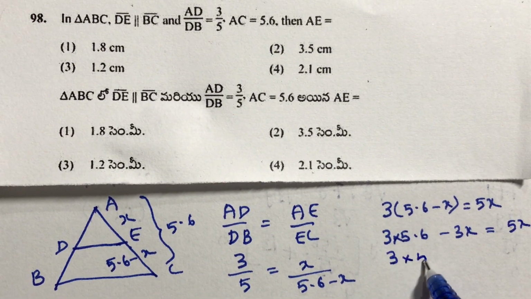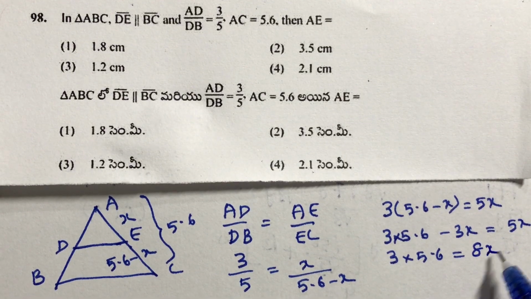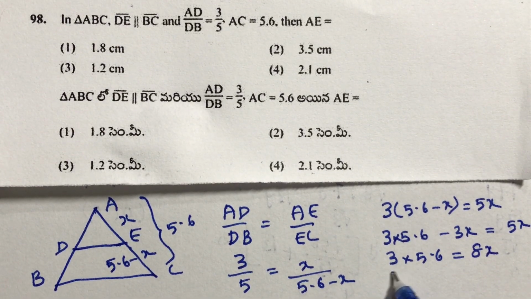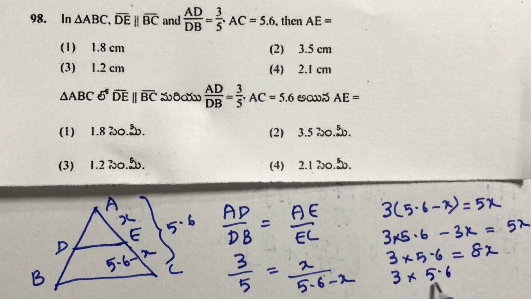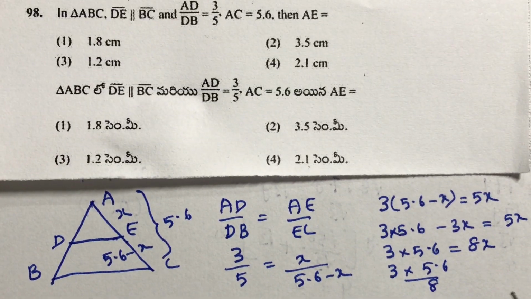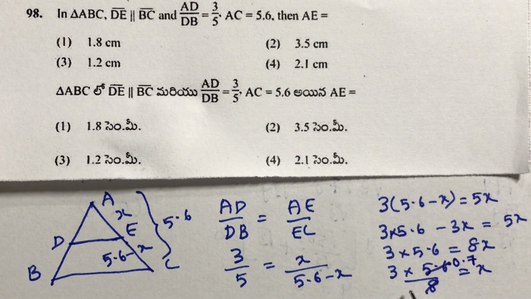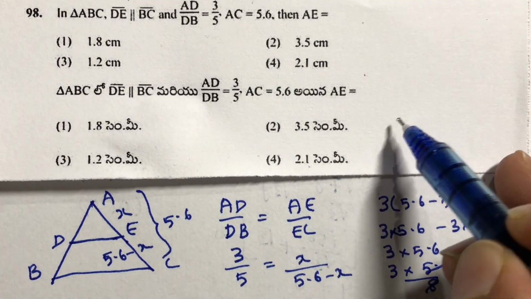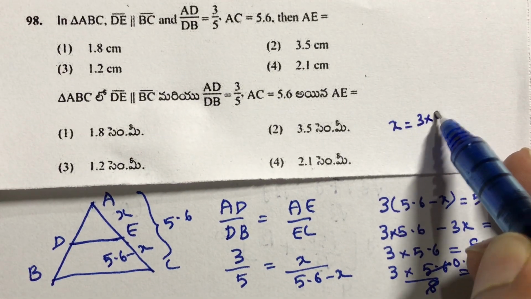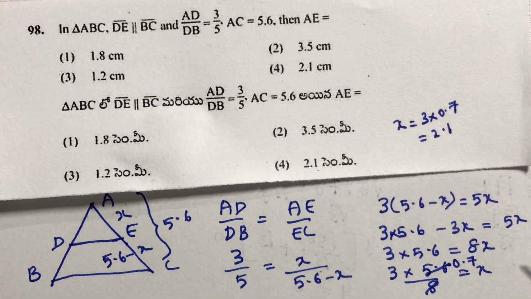So 3 times 5.6 equals 5x plus 3x, it will become 8x. So 3 into 5.6 by 8 equals x. 8 times 0.7 is 5.6. So 3 times 0.7, that is 2.1. So the correct option is 4.